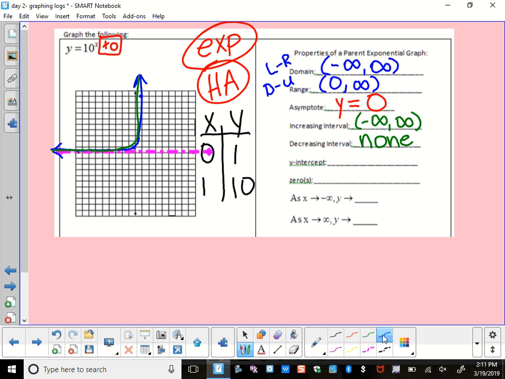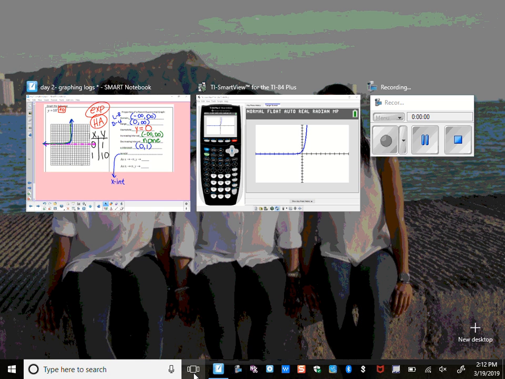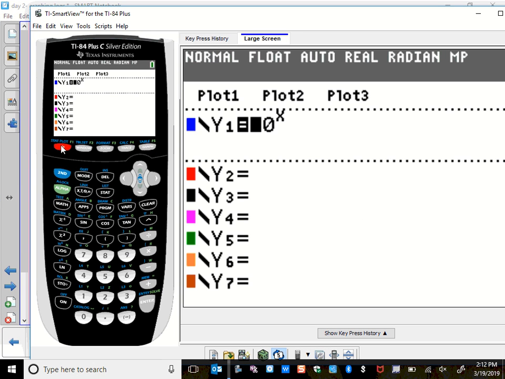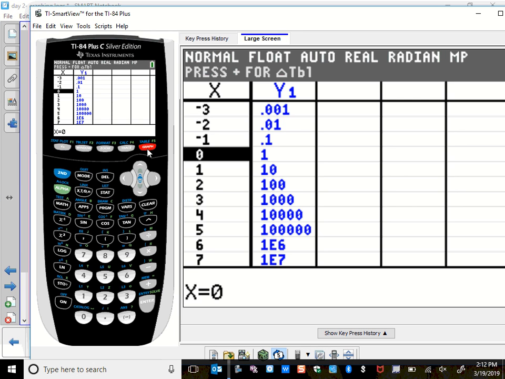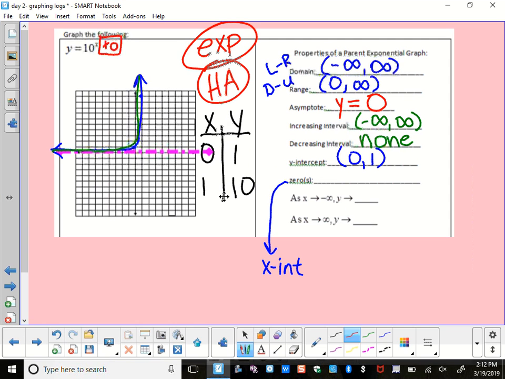Alright, my y-intercept, that is where x is 0 in your table. My y-intercept is going to be 0, 1. That's where I'm crossing the y-axis. Alright, your zeros here, which also means your x-intercept. Your x-intercept is the opposite. That means I need to know where y is 0. Look in your table, is y 0 anywhere? No. So that means I don't have one. And I know why I don't have one. It's because I have an asymptote there. I can't touch the asymptote.